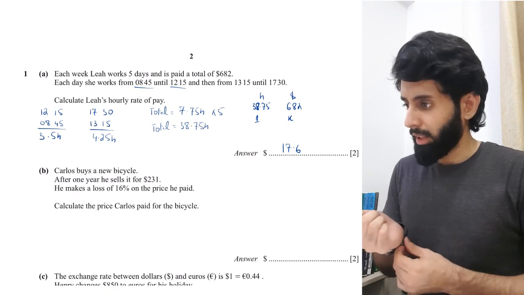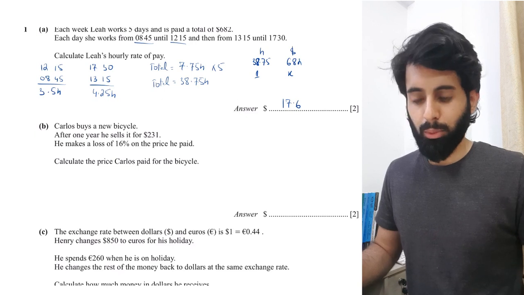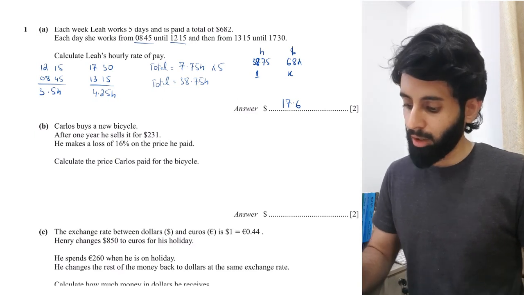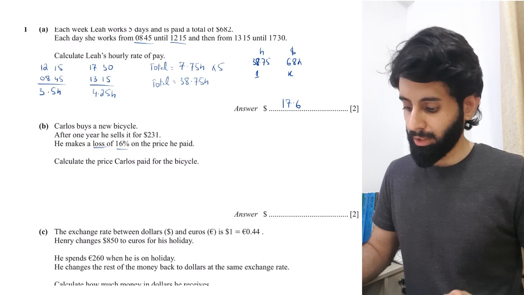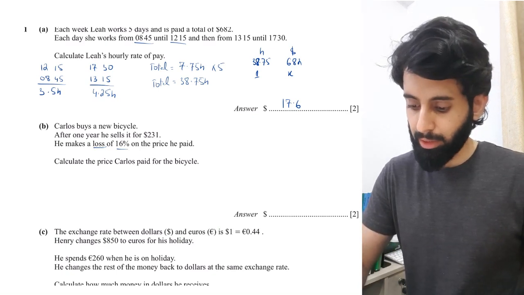Then we have part B, which says Carlos buys a new bicycle. After 1 year, he sells it for $231. He makes a loss of 16% on the price he paid. Calculate the price paid for the bicycle. All right, so here's how we're going to do this question.